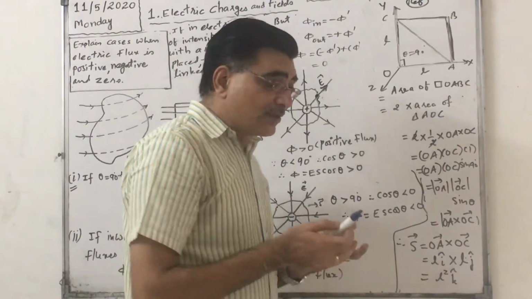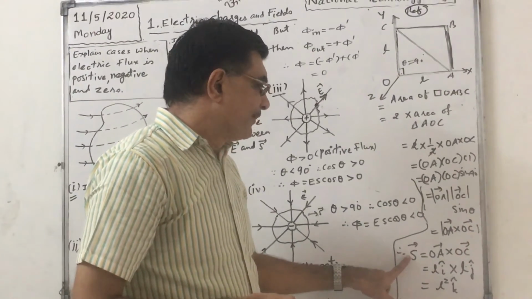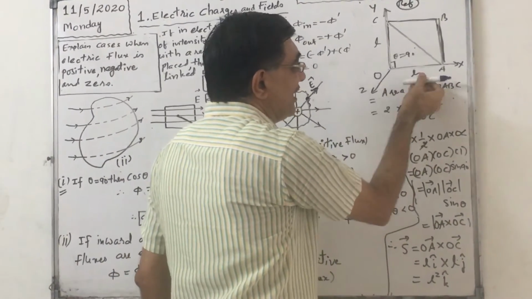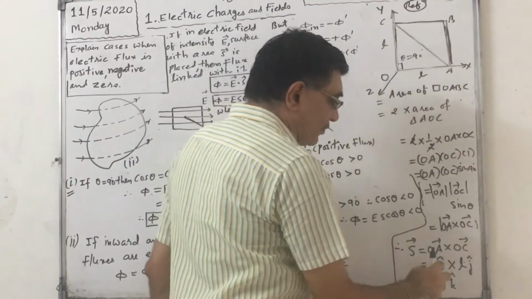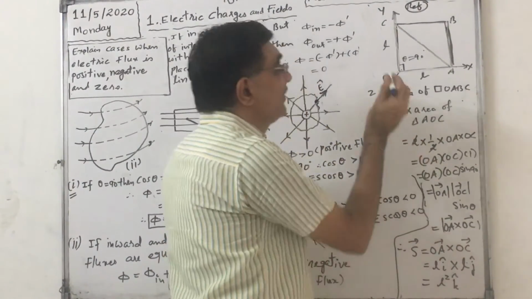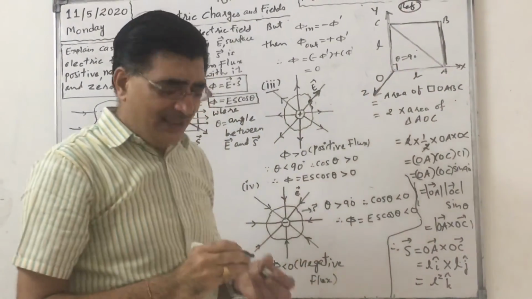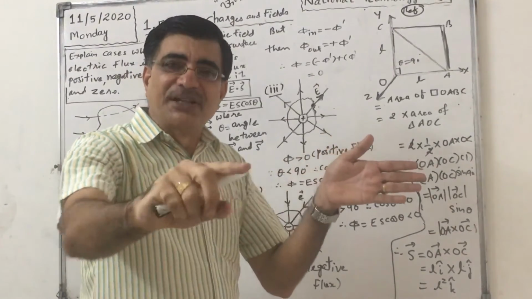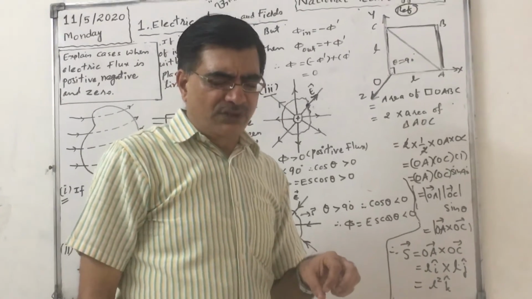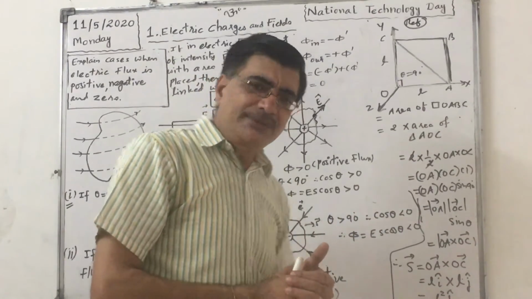Now it means this quantity must be a vector quantity. So surface area is a vector quantity, it is vector OA cross vector OC. Here vector OA can be written as L i cap, and vector OC can be written as L j cap. We know that i cross j equals k, so it is L square into k cap. Thus k cap is a unit vector towards the Z direction, so it is perpendicular to the plane. So the surface area vector is always taken perpendicular to the surface.